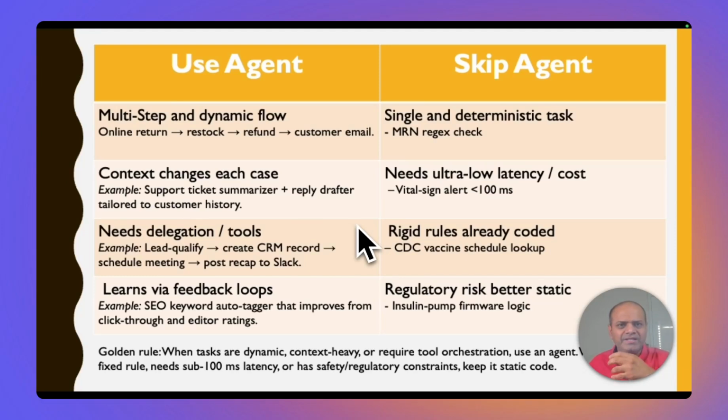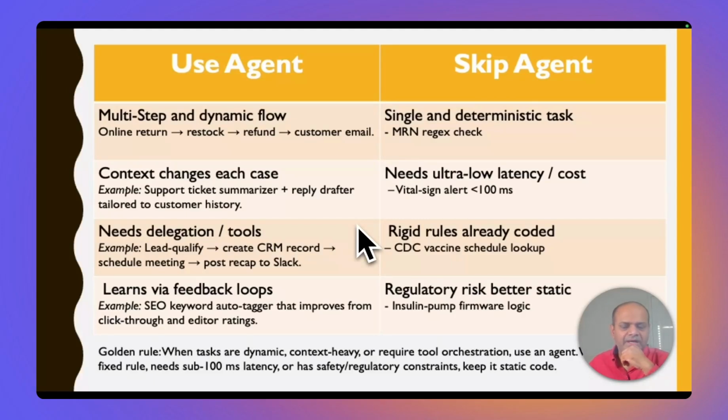Rigid rules: if there are rigid rules that are already coded that you need to follow, then you don't want to bring in agents. You want to avoid hallucinations and wrong steps. So a CDC vaccine schedule lookup is one example.